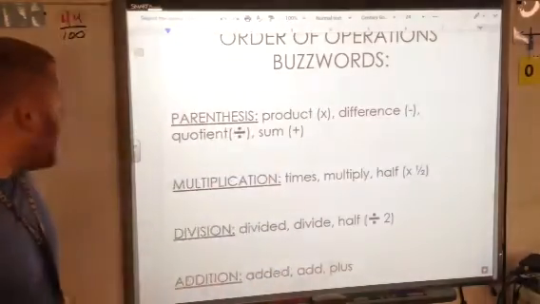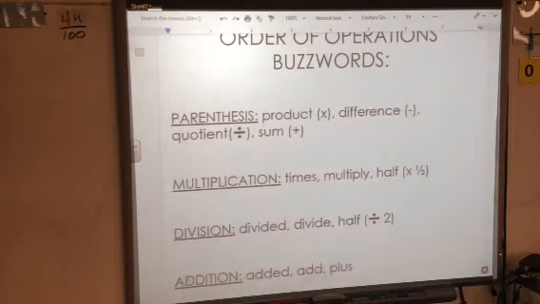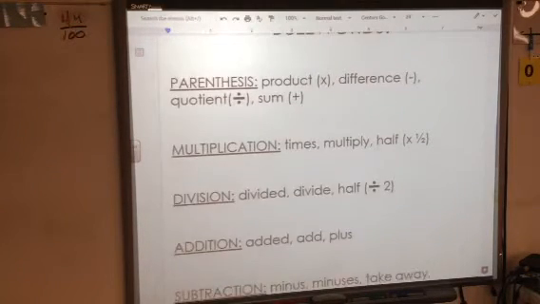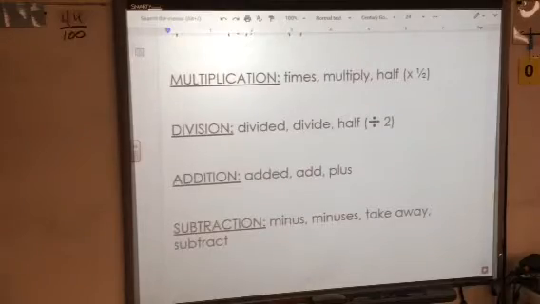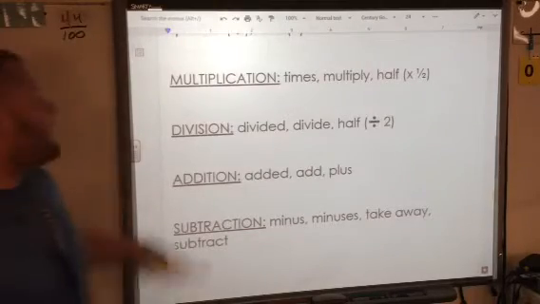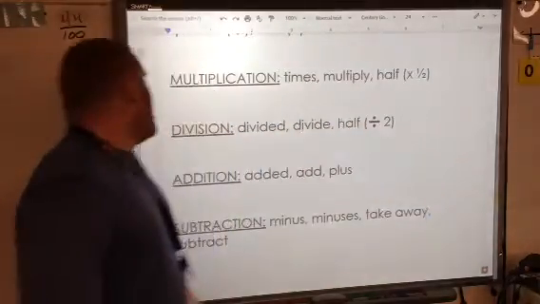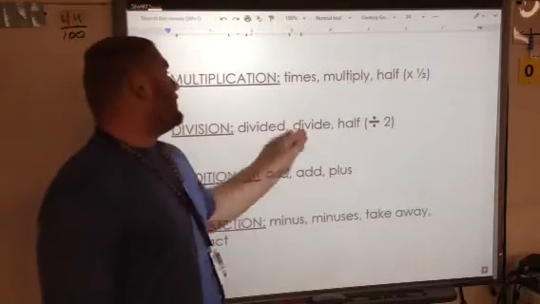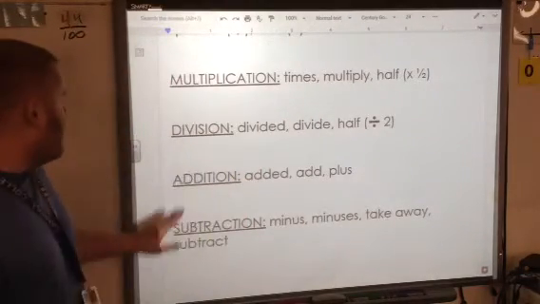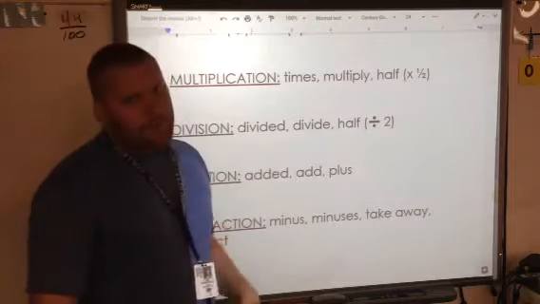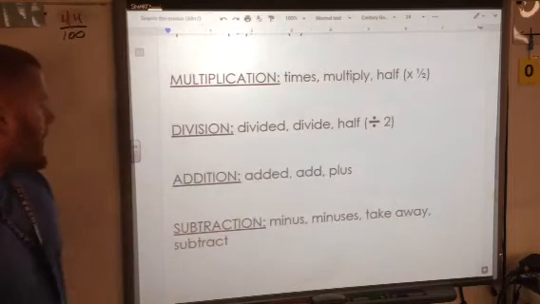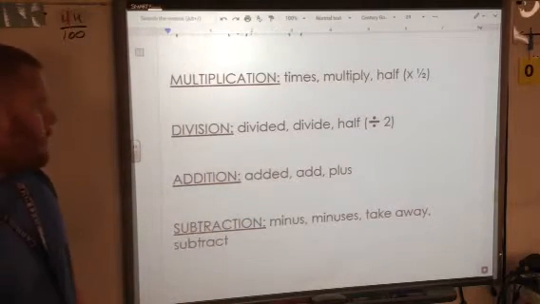And then from there we have a bunch of different buzzwords that indicate various operations. For multiplication, we have times, multiply, or half. For division, we have divided, divide, or half, again. For addition, we have added, add, plus, and then for subtraction, minus, take away, subtract.